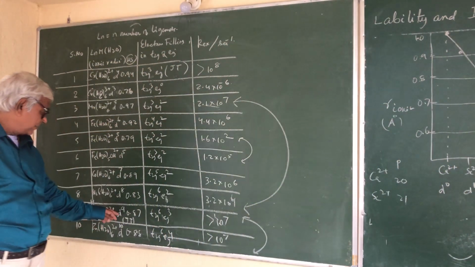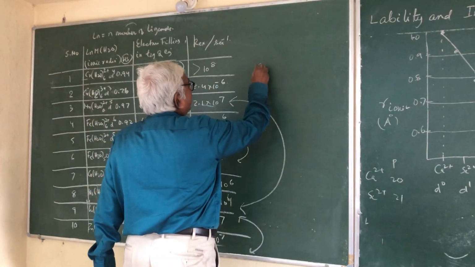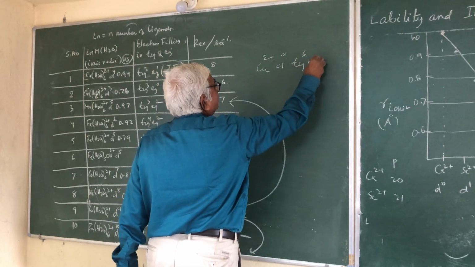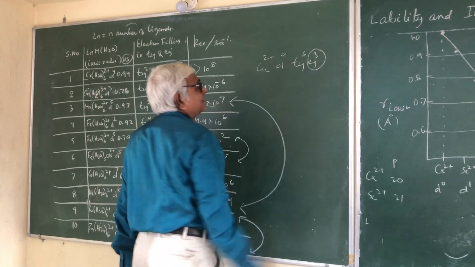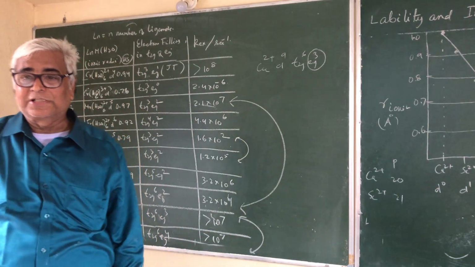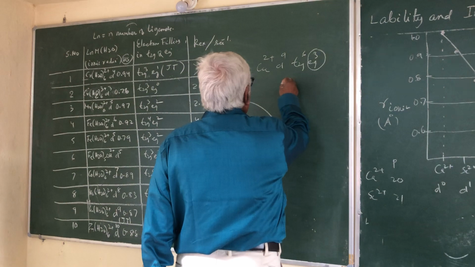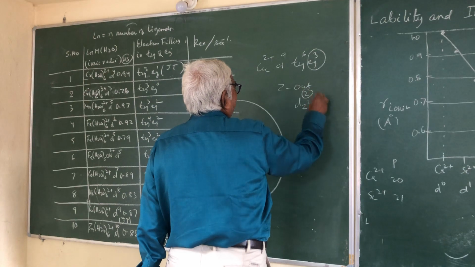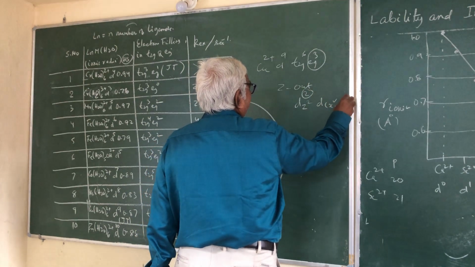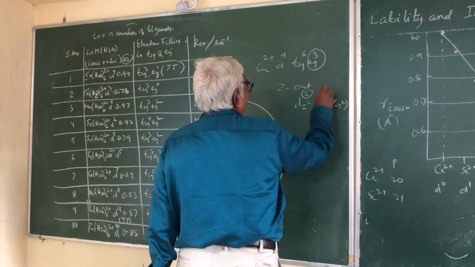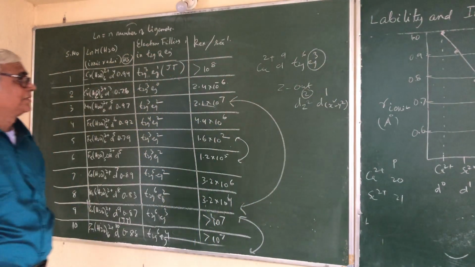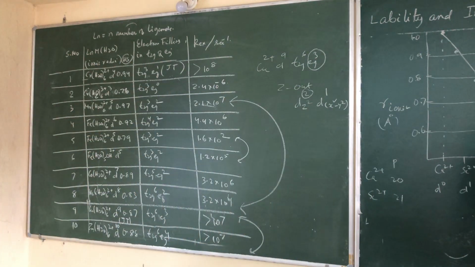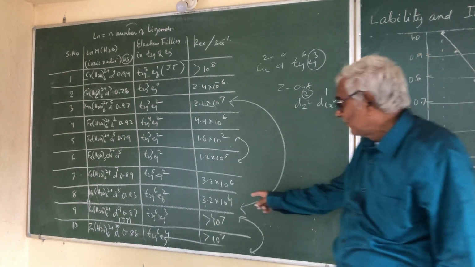And what about copper? Copper 2 means D9, it will be T2g6 Eg3. So when the Eg orbital is unsymmetrically filled, there will be strong distortion. This is Z-out distortion. In copper complexes there is always Z-out distortion because the dz square level will have 2 electrons and the dx square minus y square orbital will have 1 electron. So there will be strong Z-out distortion. From copper to zinc, the ionic radii is increasing. Therefore, the lability should increase.